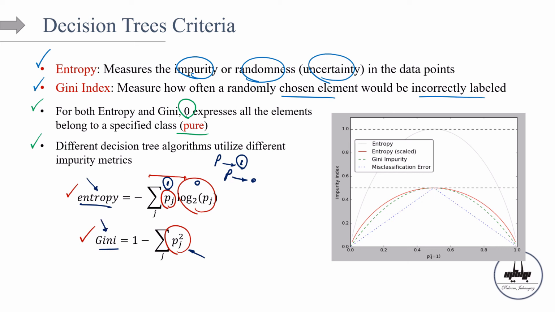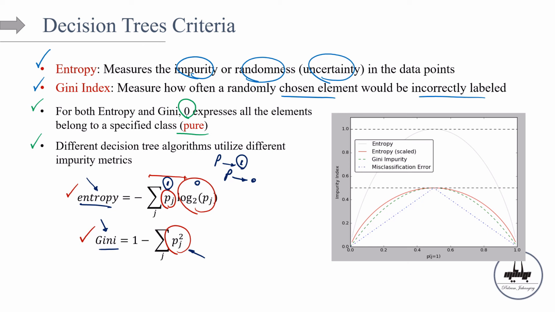Okay, so let me give you an example that hopefully is going to shed light on how to actually calculate entropy and the Gini index. Imagine you're flipping a coin, and you're flipping a fair coin. That means that the probability of tail is equal to the probability of head, which is 50%.